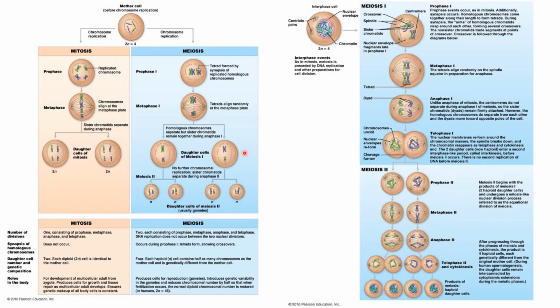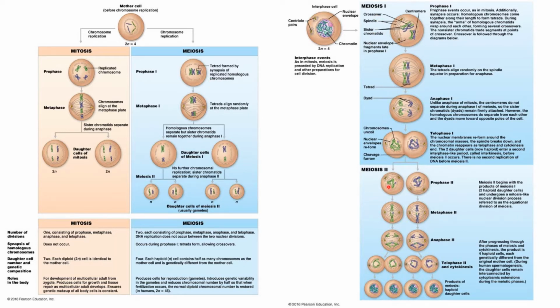So that's the first division. And then those daughter cells are going to go through a second division. And so the end result of meiosis, we are going to get 4 daughter cells. Those 4 daughter cells are going to be haploid. They're going to be carrying half the number of the chromosomes, and they are not going to be identical to each other, and they are not going to be identical to the parent cell.